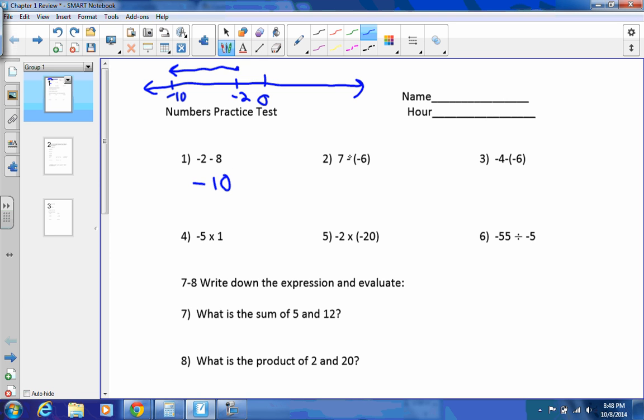Here's where two negatives can make a positive. In number 2, when you have two negatives next to each other, they both become positive, and it changes to 7 plus 6, which of course equals 13.